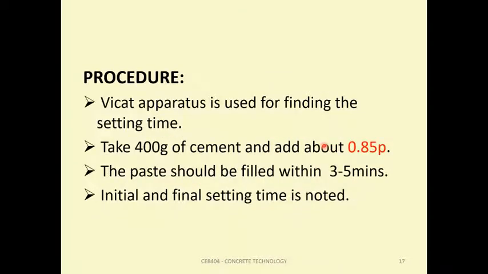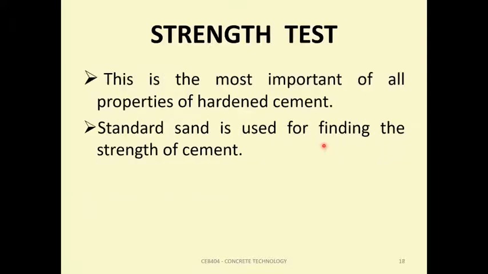The procedure for both is the same. The Vicat apparatus is used for finding the setting time. We have to take 400 gram of cement and add 0.85 times the consistency water, and the paste should be filled in the Vicat apparatus within 3 to 5 minutes. Initial and final setting times should be noted based upon the needles.